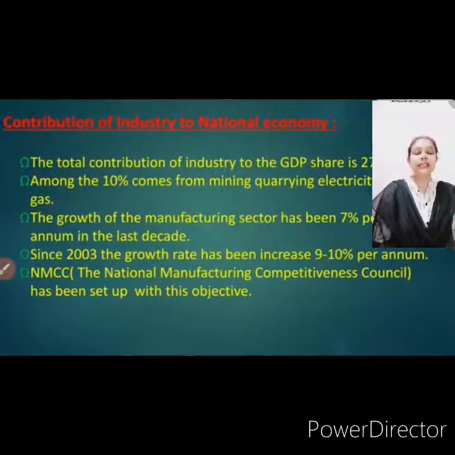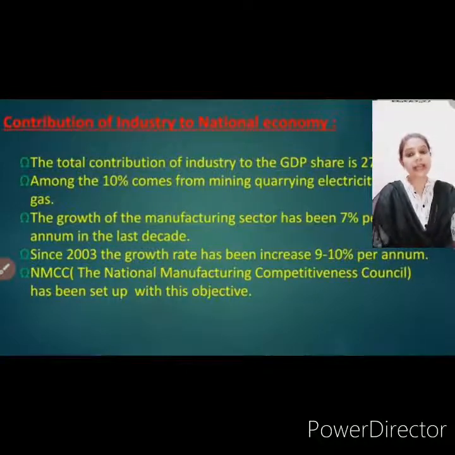You know, children, the National Manufacturing Competitiveness Council, also known as NMCC, has been set up by the government to take appropriate policy measures to improve the productivity of the manufacturing sector. The growth of the manufacturing sector has been 7% per annum in the last decade. Since 2003, the growth rate has increased to 9 to 10% per annum.